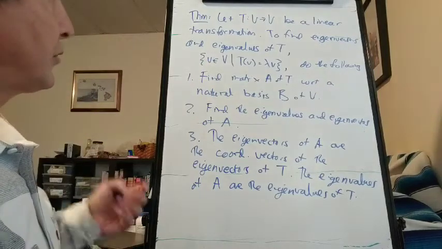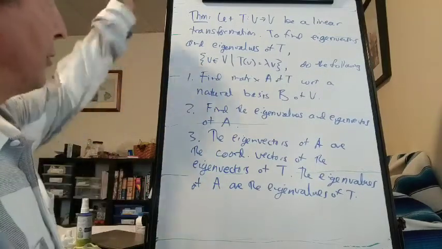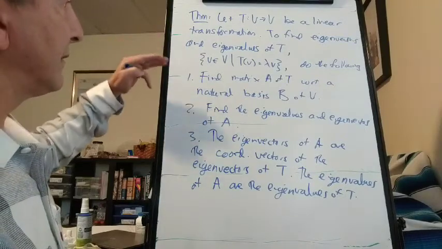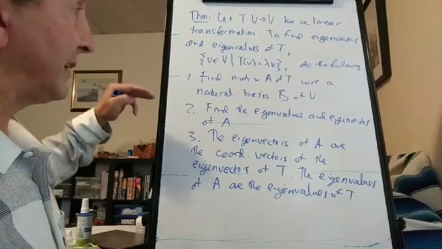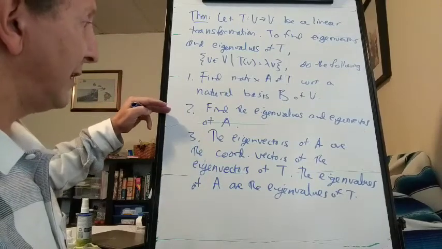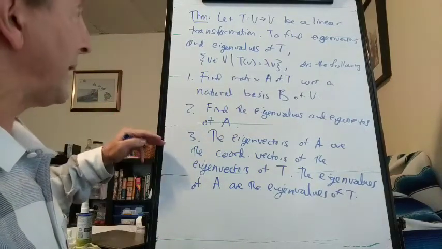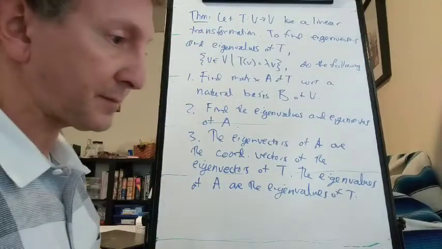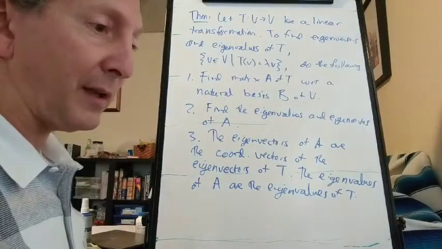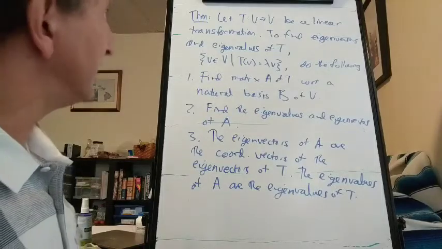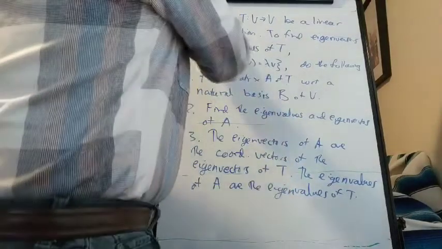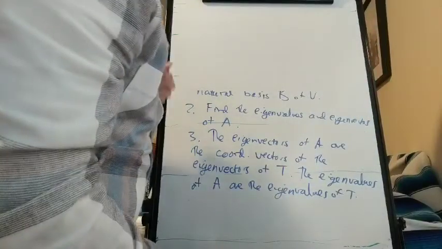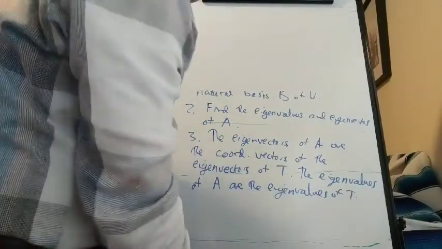So let's do an example of this whole process. We'll start with a linear transformation, pick a basis of the space, convert it to a matrix, find the eigenvalues and eigenvectors of that matrix, and then translate them back into the language of our original vector space, V. Let's do this with a linear transformation we've considered before. So I'm going to take this linear transformation from week 7, lesson 5.